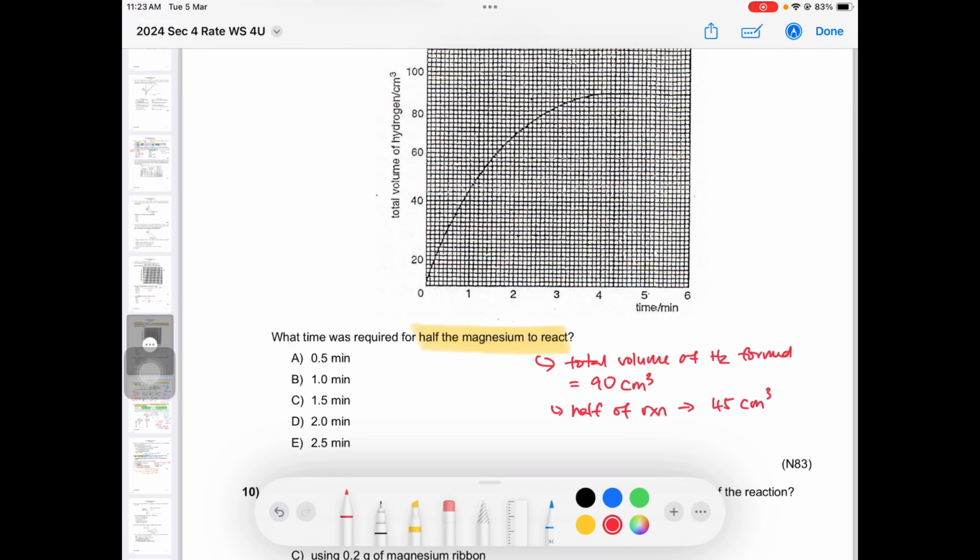Right, you cannot use the timing because, like I mentioned in class before, the rate of reaction is not constant. The gradient becomes less and less steep. So instead of looking at half the time used, you should be looking at half the amount of products formed. So at 45 cm cube, which is somewhere here, then you read off the graph. It's not very accurate, but on your own worksheet, please use a ruler to help you. But I think the answer should be 1 minute.